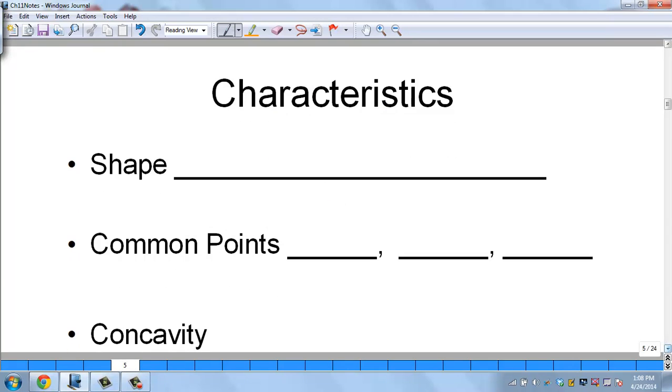So what kind of characteristics does it have? Well, I call it seat-shaped. It's a seat-shaped function. The common points it has are 0, 0, -1, -1, and 1, 1.